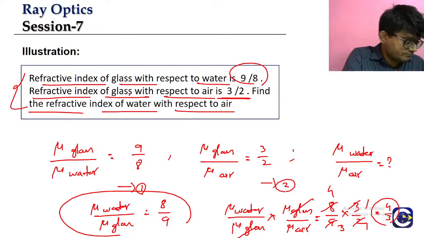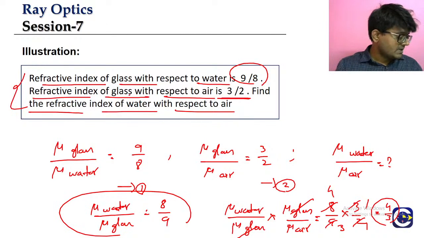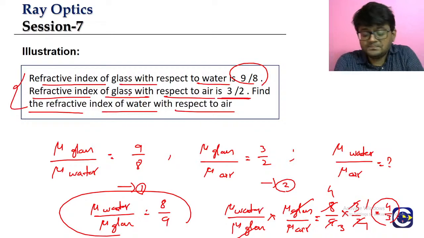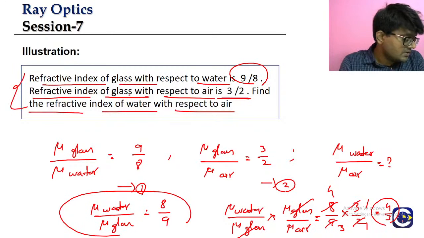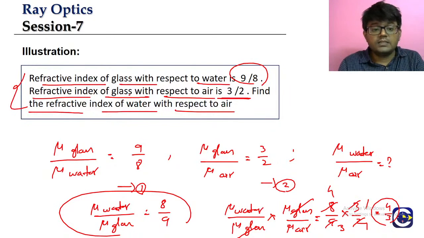Check it up. I'm sure you would have got the answer for this one. I'm yet to see any responses: Arun, Neelambari, Tara, Shraddha, Shyam. Maybe you can just type the answer there. What is the answer for this one, guys? It is 4/3. That is the refractive index of the water with respect to air.